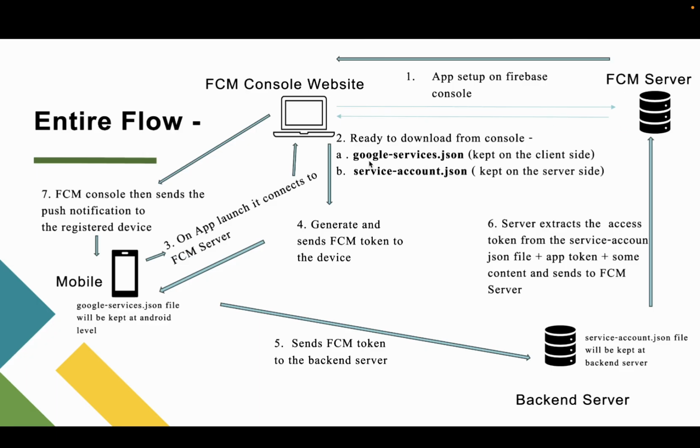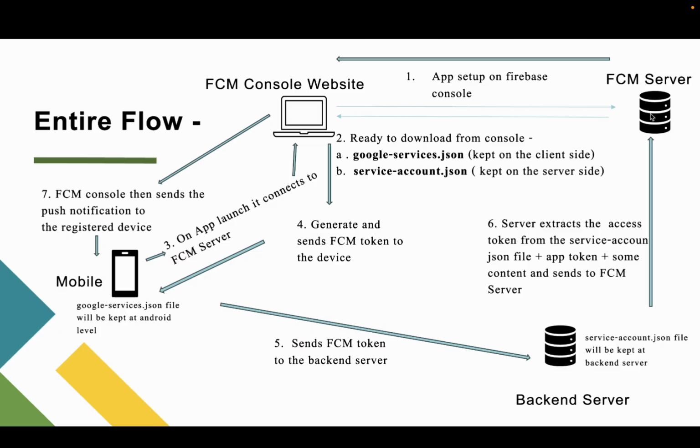Alright, so assuming you have downloaded these two files, and one of them you have kept on the server side and the other one on the client side, the third step would be you go to the app again, and once you launch the app, it will initiate a call to the Firebase console, which internally will call the FCM server. Why will it call the FCM server? Because the mobile device and the Android repo contain the google-services.json, which contains all the relevant information that is needed to connect to the FCM server.